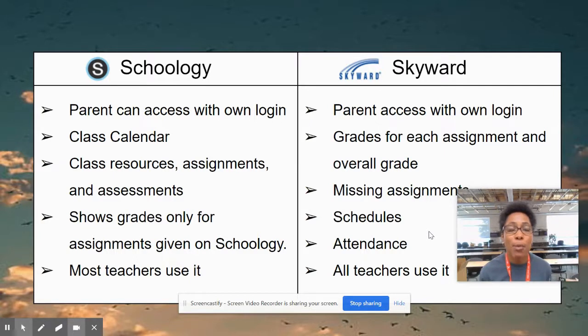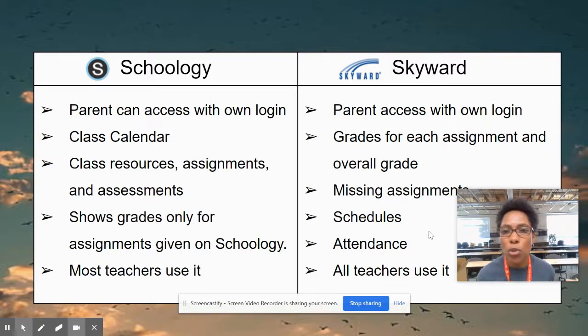They show grades, but only Schoology grades. And the big difference there is a lot of times there are things that we will ask them to do, like a little quick quiz. It doesn't impact their grade, but it does help remind them to do it. So you can see grades for all the assignments on Schoology, but that's not necessarily their official overall grade.